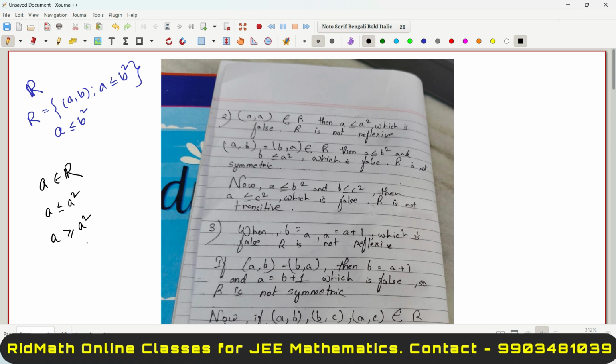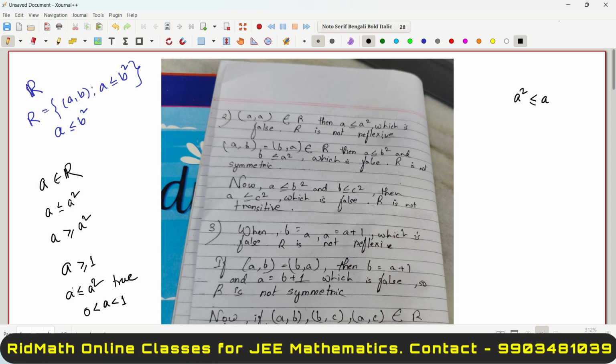So there is some a for which a is less than a square. For a greater than or equal to 1, a is less than or equal to a square. This is true. But for a greater than 0 and less than 1, a square is less than a. Okay.